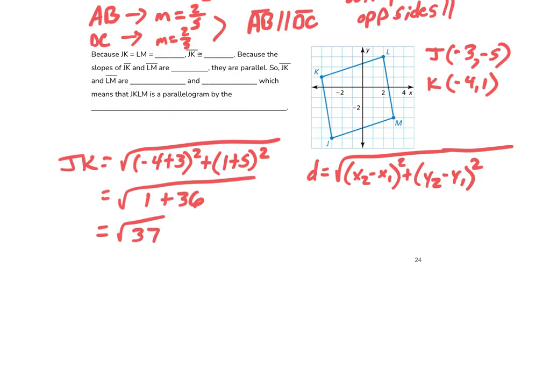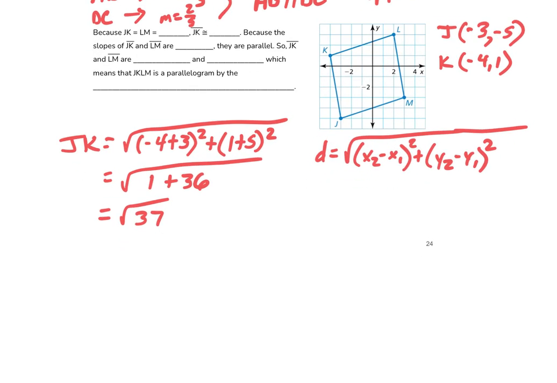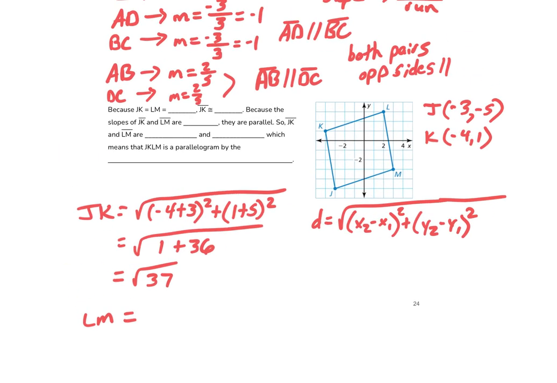And we're going to leave it like that because that's not a nice, perfect whole number, right? It would give me a decimal. So to skip rounding. Now, what I would need to do then is I would also need to prove that LM is also the same thing. So I'd have to find the length of LM and find the same thing. But these two are going to be congruent. So just to save a little bit of time. They're asking me what the length of these two are. They're both radical 37. Therefore, we know that JK is congruent to LM.